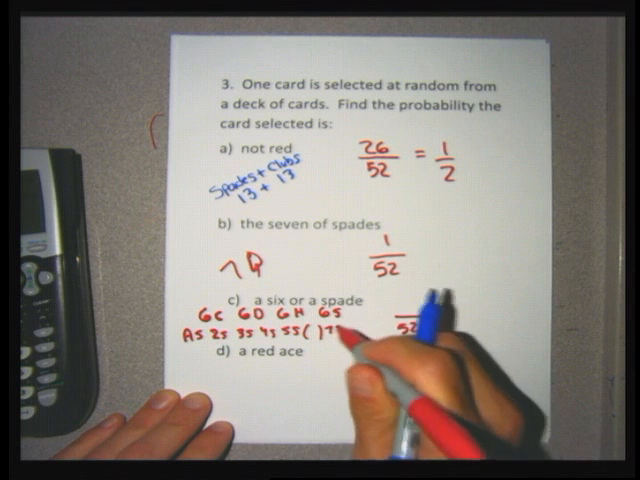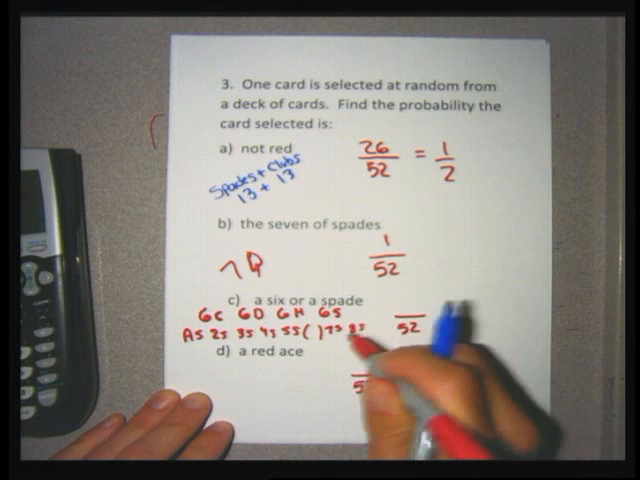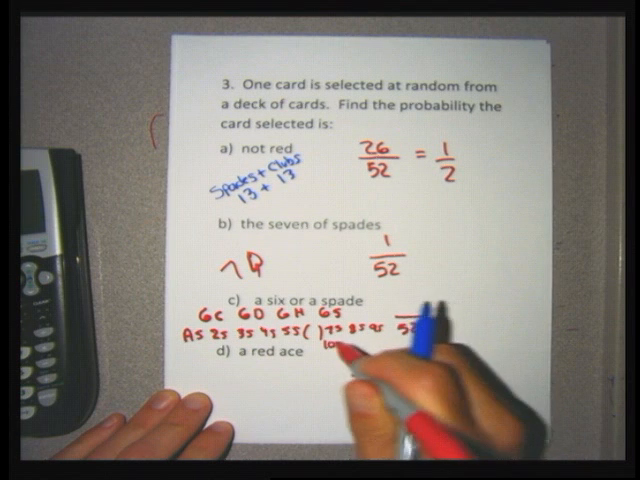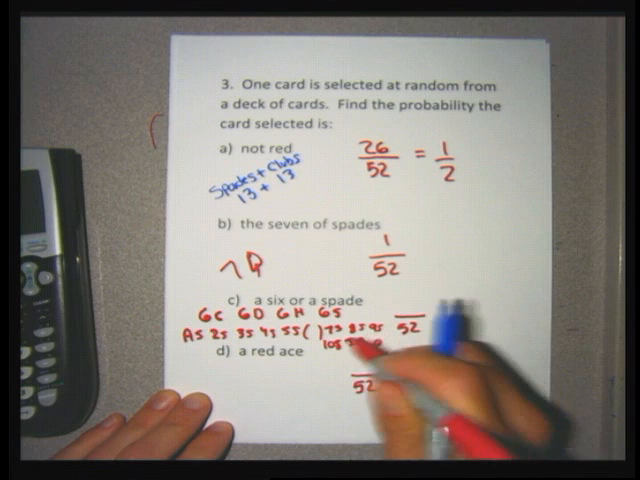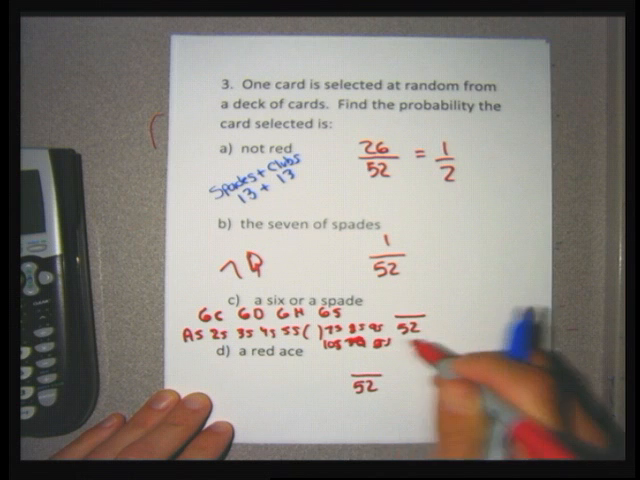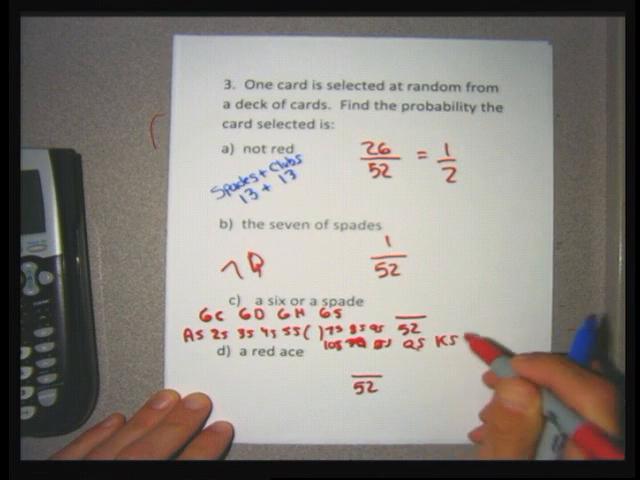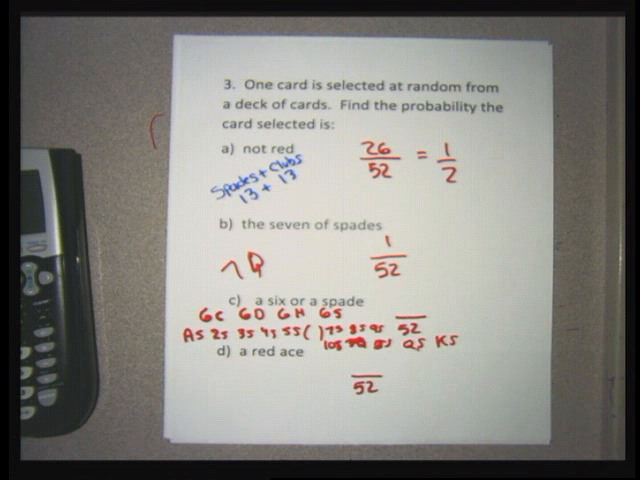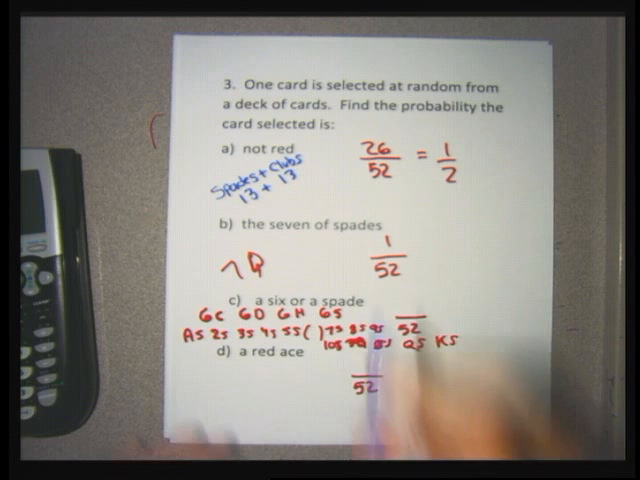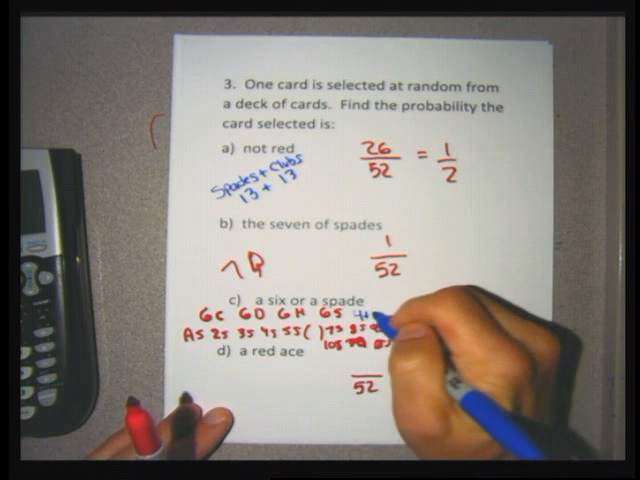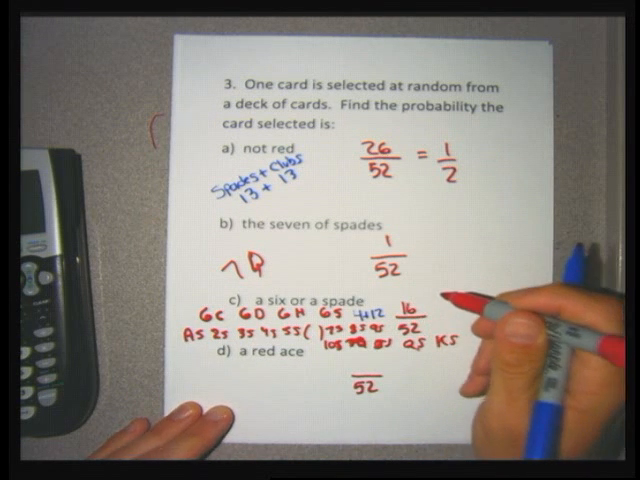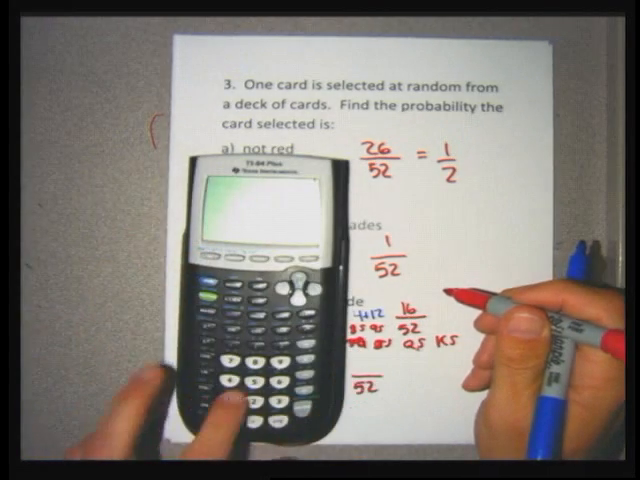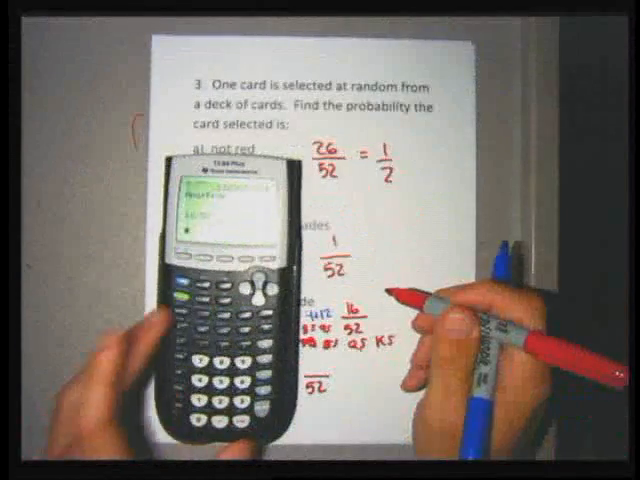And then if I do the rest of my spades, there's a 7 of spades, an 8 of spades, a 9 of spades, a 10, a jack, a queen, and a king. There's usually 13 spades that I would add for the number of spades, but because I'm not counting the 6 twice, I'm going to count the 4 sixes and the 12 spades that aren't sixes. My numerator is going to be 16 as opposed to 17. If you have 17 in your numerator, you've double counted the 6 of spades.